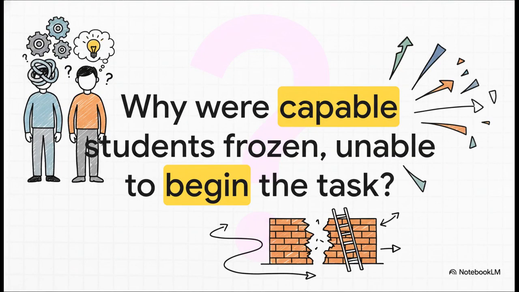And here's the real puzzle. After the teacher explained what to do, some students would get right to it, no problem. But others, they just froze. They were stuck. And these weren't students who couldn't do the work. They were totally capable. So what on earth was going on? To figure it out, we've got to look a little closer at the evidence.